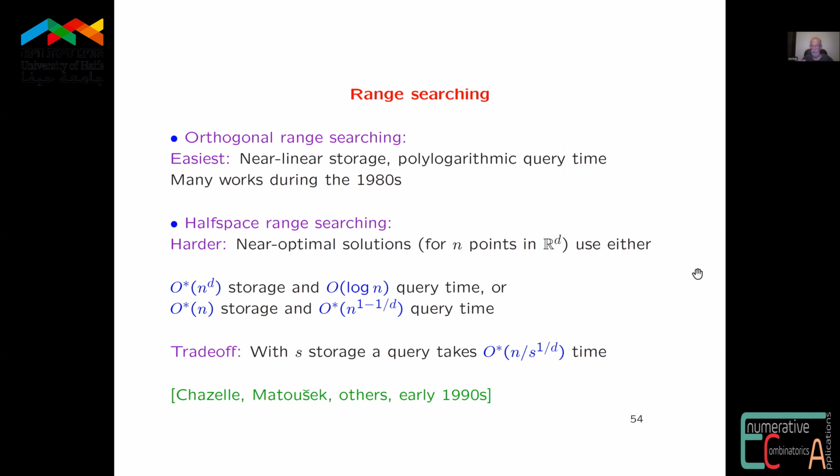So for half-space range searching, for a long time, these results were known. If you go up with storage up to n to the d, you can answer queries very quickly in roughly logarithmic time. If you insist that the storage will be roughly linear, the query cost, the best that we know, and there are some lower bounds, is n to the 1 minus 1 over d. The O star notation simply means that tiny factors are omitted. And you can actually get a trade-off between the two things. With S storage, you can get n over S to the 1 over d. And that happened in the early 1990s.